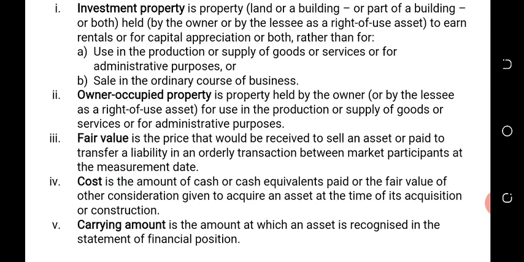So what is owner-occupied property? It's a property held by the owner for use in production or supply of goods or services or for administrative purposes. So any land and building held under PPE, or held under IAS 16, we can call owner-occupied property. It's used by the owner of the business for production or for supply of goods and services or for administrative purposes. So that property should be treated in line with IAS 16.